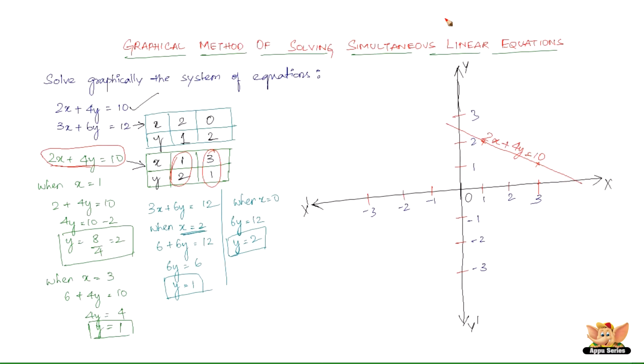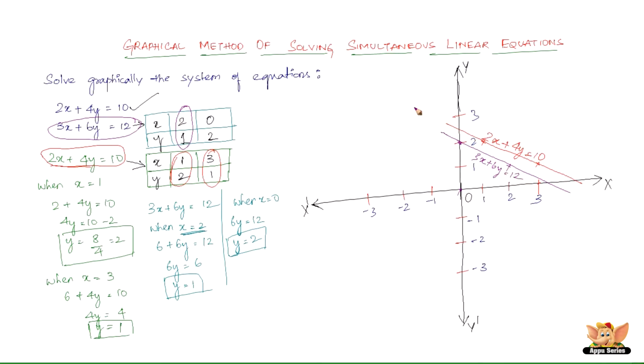So now let us plot the other line. So we've got the first point is 2, 1. X is 2 and y is 1. So here we are. Second point is 0, 2. X is 0 and y is 2. Here we are. So let us join this. Well, it's not very precise, but yeah, this is just an illustration. So please use rulers to get precise ones. So this equation is nothing but 3x plus 6y equals 12.